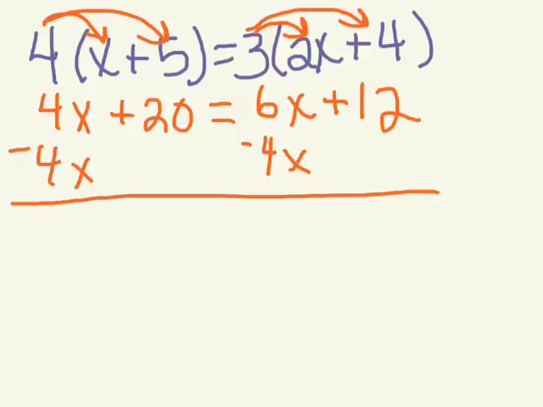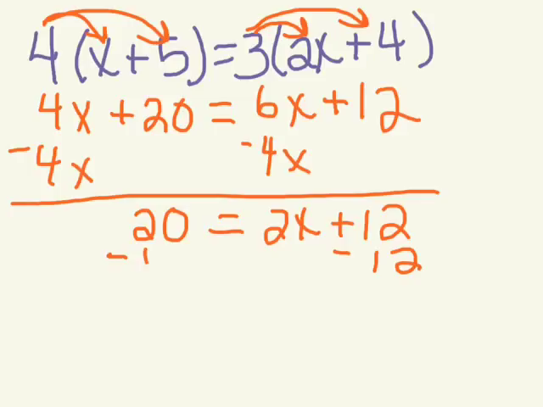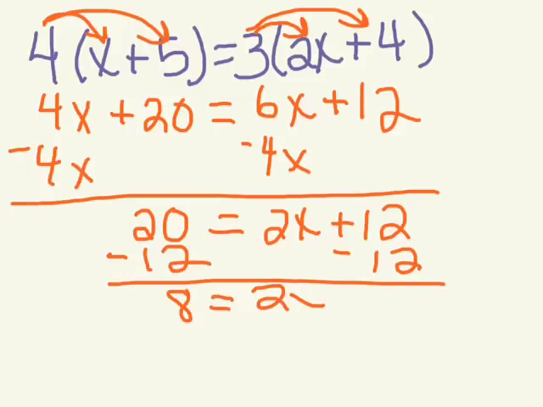So when I subtract 4x from both sides, on the left side, I'm just left with 20. And on the right side, I get 2x plus 12. So I still have 2x plus 12 on the right side. And again, my goal is to isolate the variable. And so I have a times 2 and a plus 12 on the side with the variable. So I'm going to undo my plus 12 first. I'm going to subtract 12 from both sides. And I get 8 equals 2x.